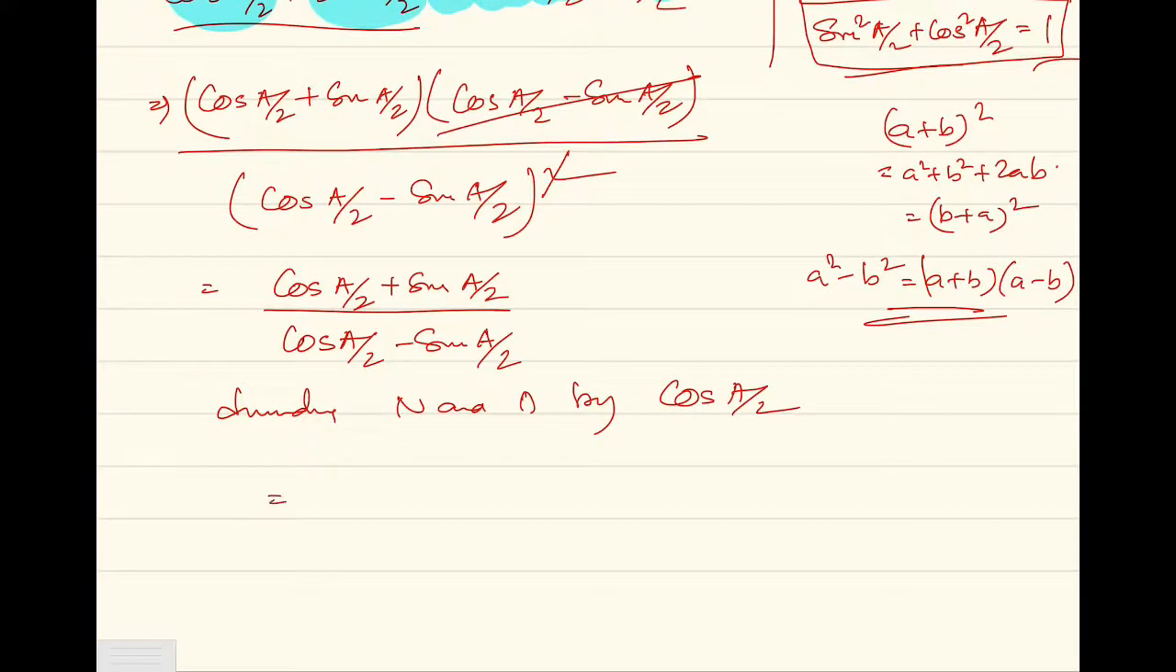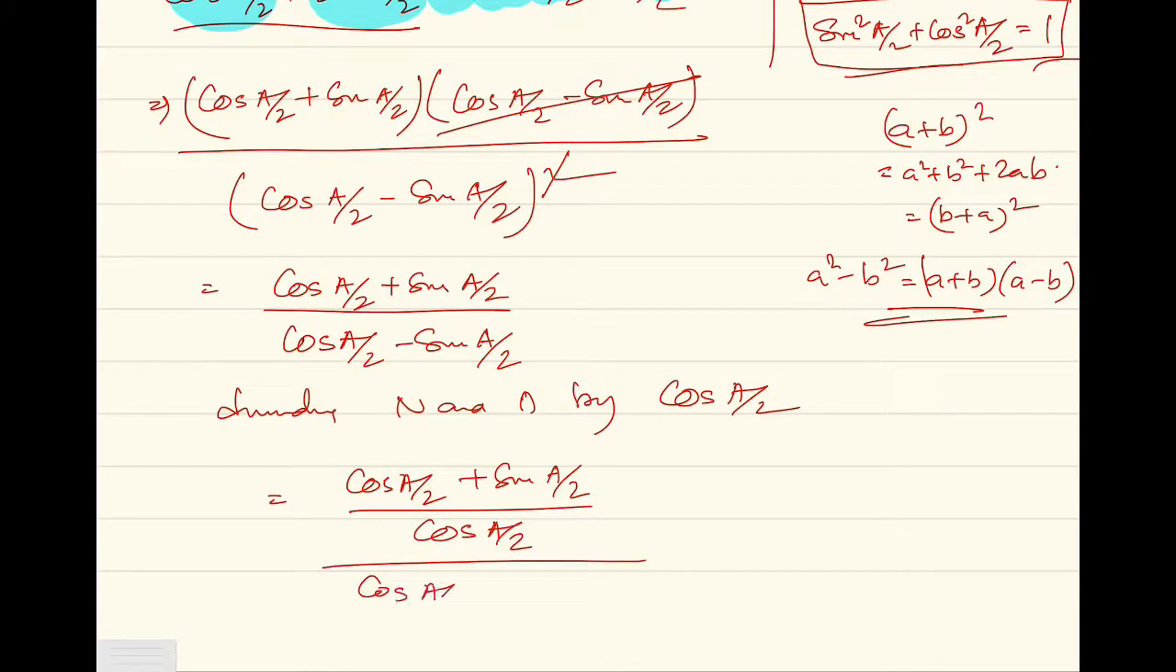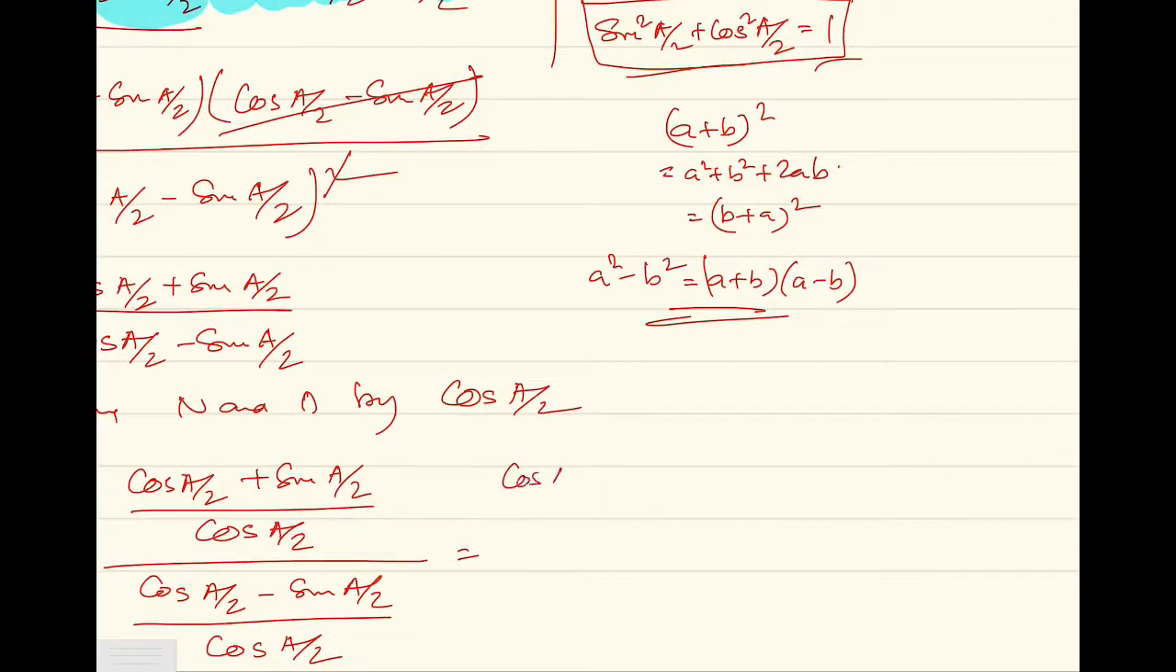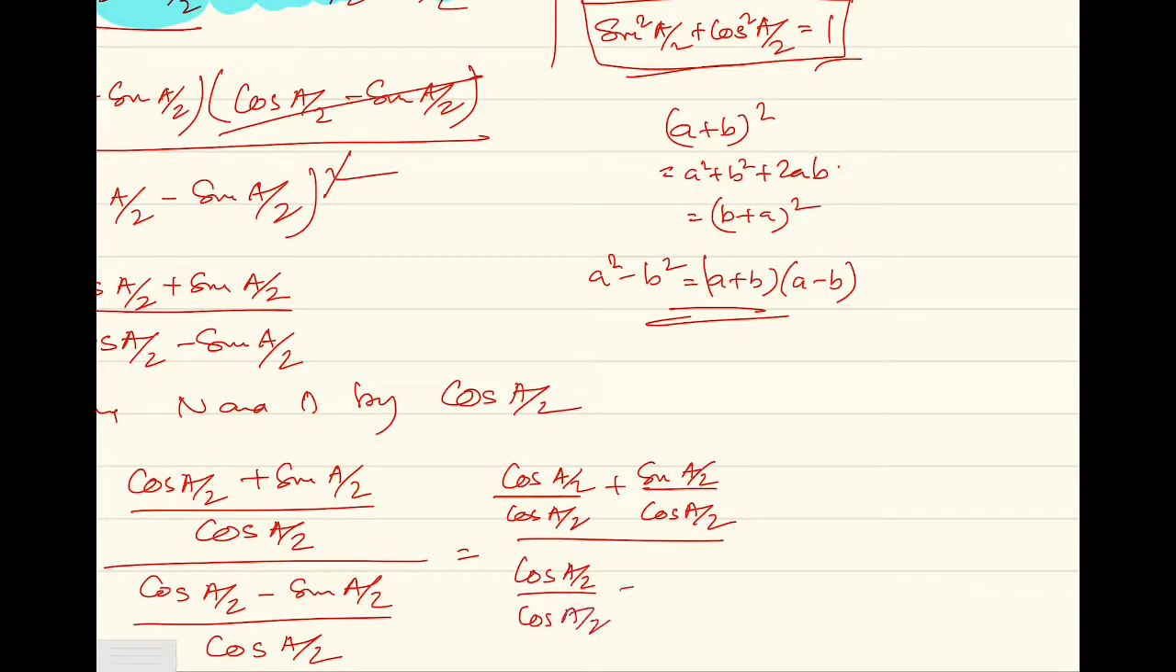I will get cos A by 2 plus sine A by 2 divided by cos A by 2. Check this out carefully. Divided by cos A by 2 minus sine A by 2 whole divided by cos A by 2. Check this out. Okay, distribute this. Let me show you. Distribute. It'll be cos A by 2 by cos A by 2 and sine A by 2 by cos A by 2, divided by cos A by 2 by cos A by 2. Then here I'll get minus sine A by 2 divided by cos A by 2.